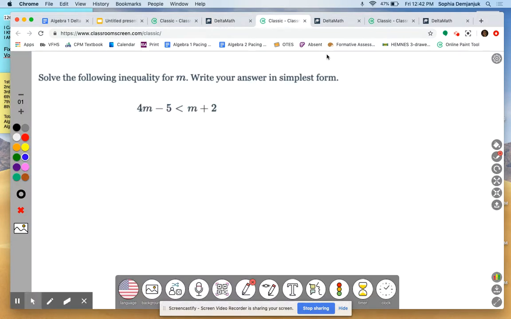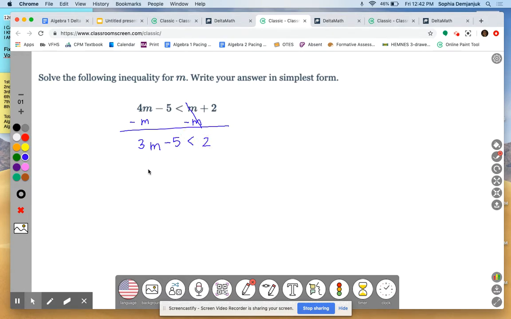Our next example, again, I'm going to get all my m's to the left, all my numbers to the right. So I'm going to start out by getting this m to the other side. It's positive, so I'll subtract m from both sides. 4m minus m is really like 4m minus 1m, so I get 3m. Bring down the minus 5, bring down the less than, bring down the 2.